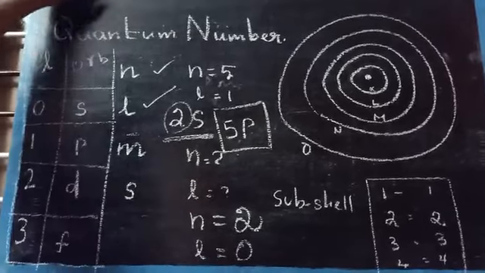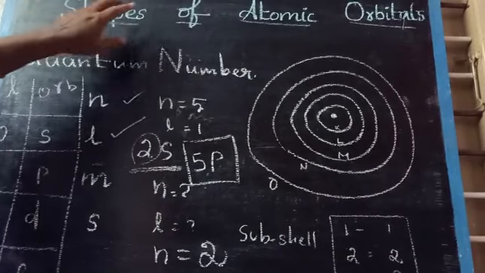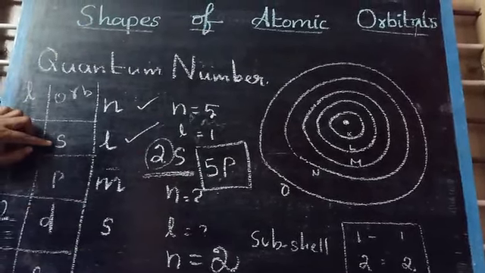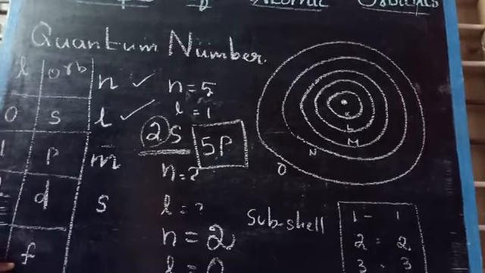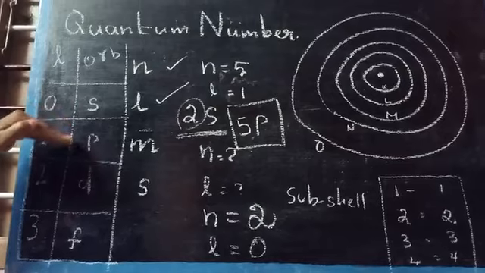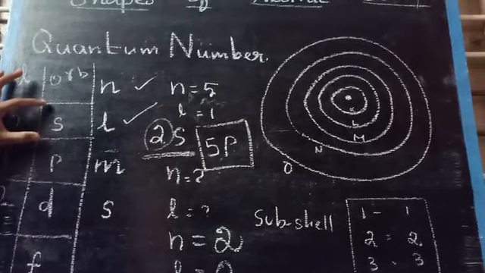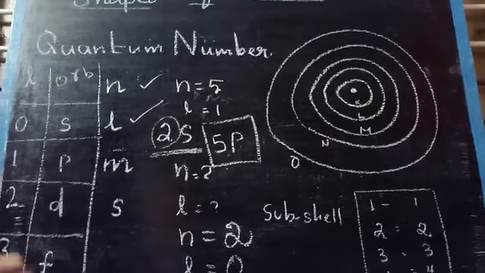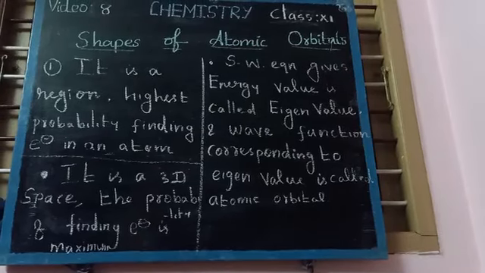For this session, now we are going to study the topic shape of orbitals. You know how many orbitals there are: s orbital, p orbital, d as well as f. What is the shape of each orbital? What is the shape of the s orbital? In the same way we will discuss the remaining ones in this session.